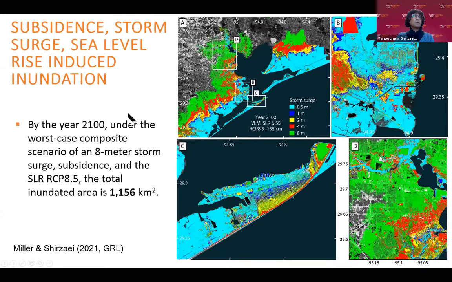So now look at the worst scenario. In that case, by the end of the 21st century, we want to see how much land will be flooded if we have sea level rise under the RCP 8.5 scenario, subsidence, and 8 meters of storm surge. You see that a large part of Galveston Bay and also Houston City will be flooded under this very extreme scenario, which seems not to be unlikely given the latest report.